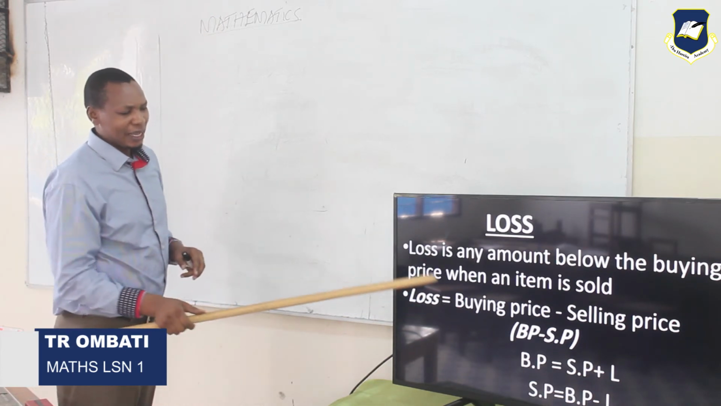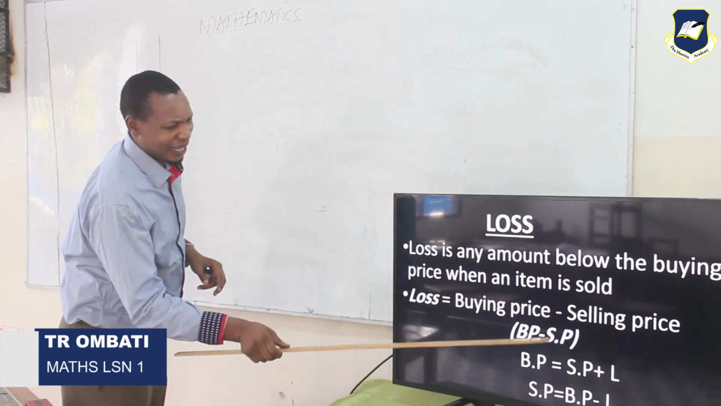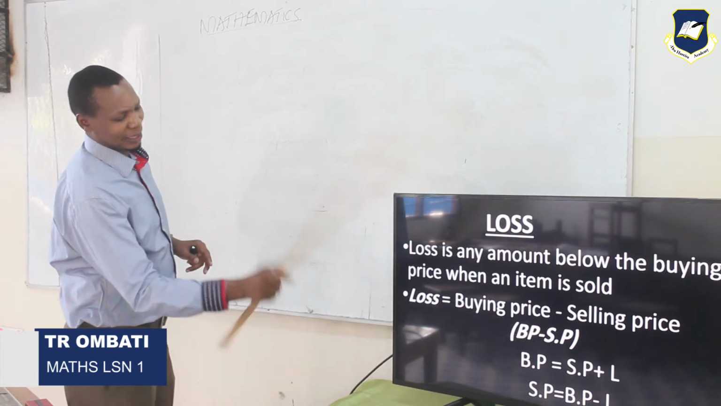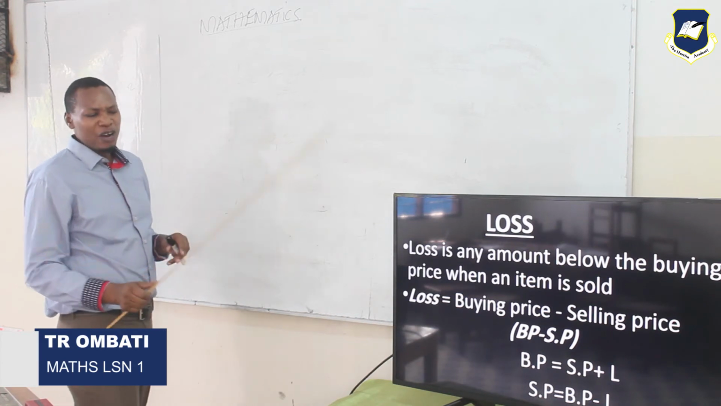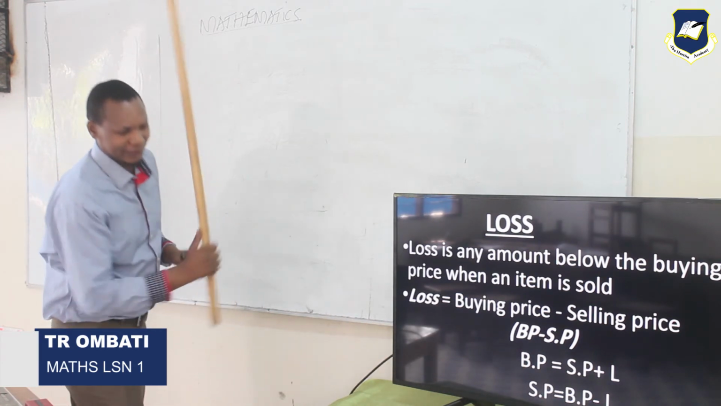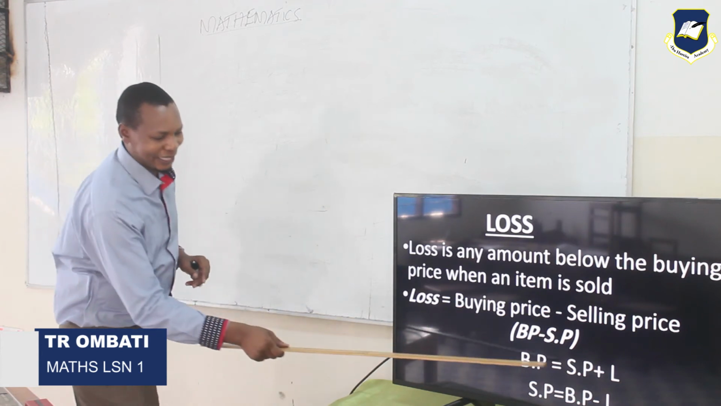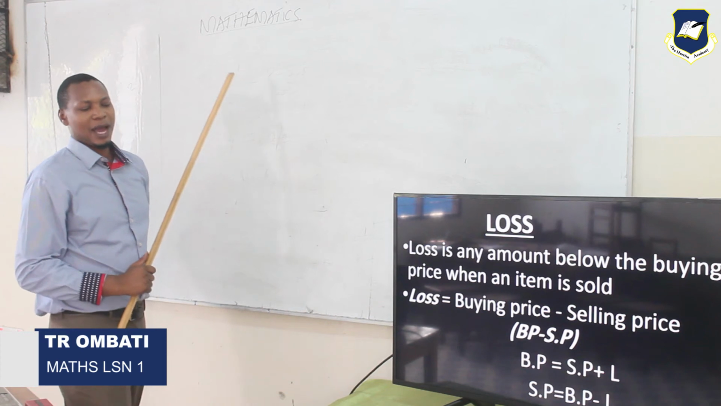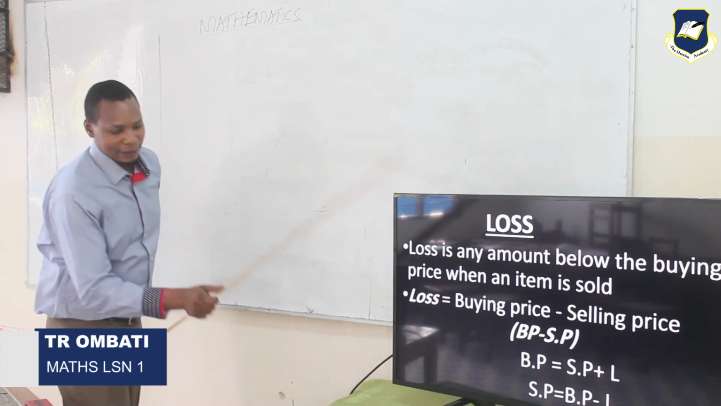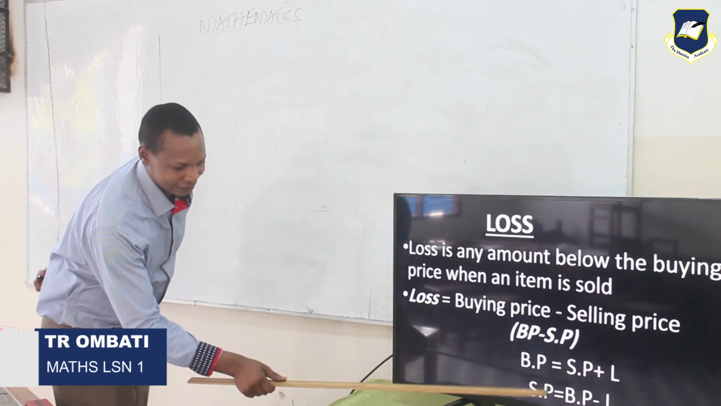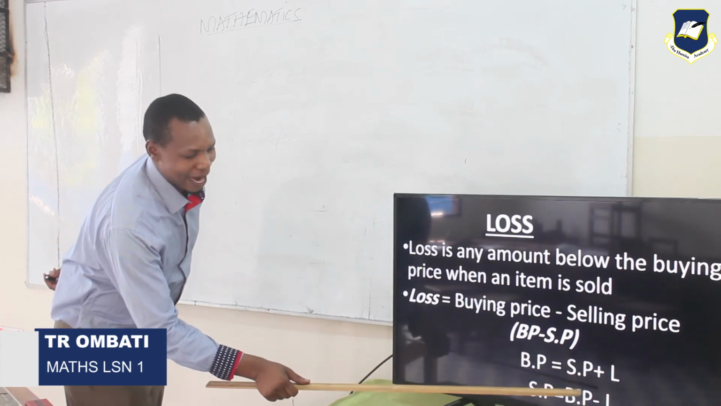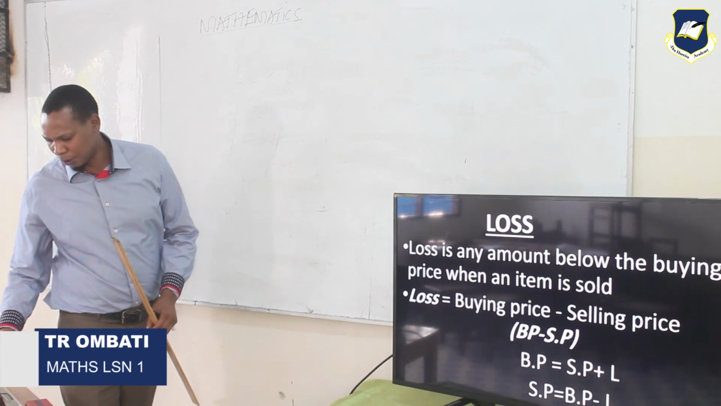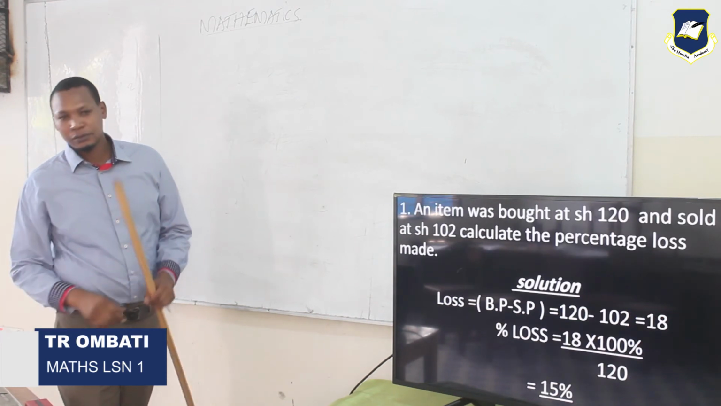Loss is given as the buying price minus the selling price. Then how do we find the buying price? Buying price is given as the selling price plus the loss. And now we find the selling price. The selling price is given as buying price minus the loss. So that is how we can work out those prices when we have the loss.